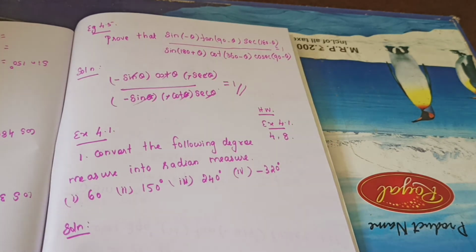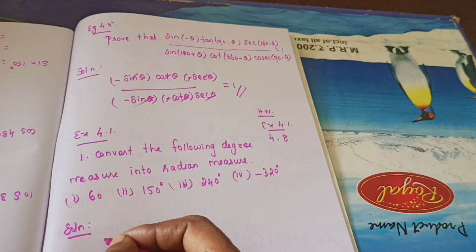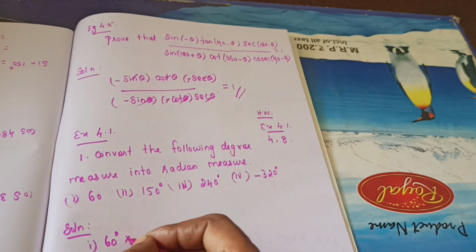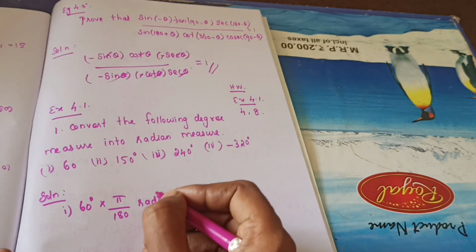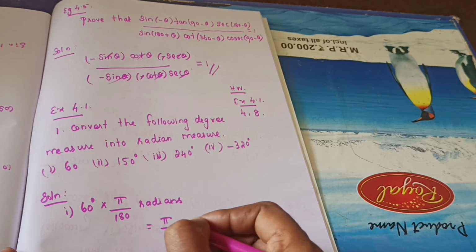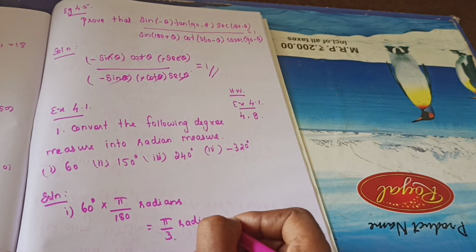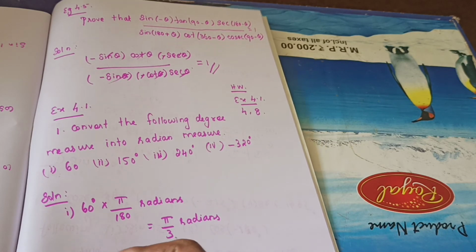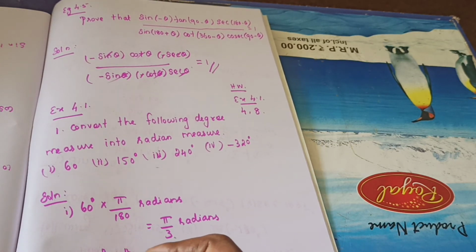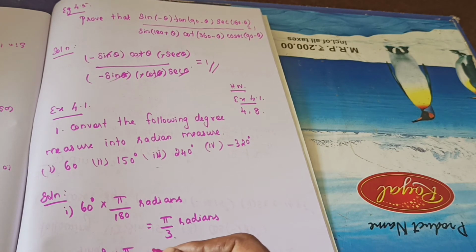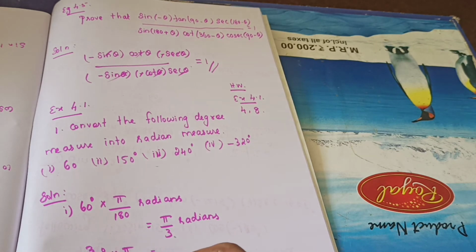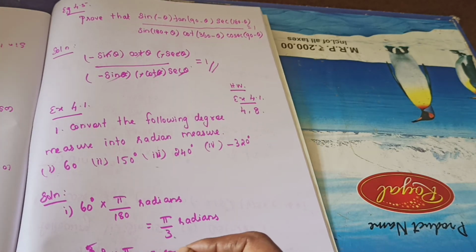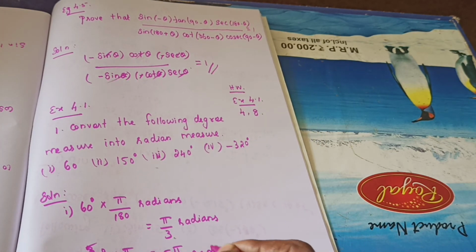So we will convert this. 60 degrees, right? 60 degree means how will you convert? Into pi by 180 radians. Calculate it. How much will you get? Pi by 3 radians. Then the second one, same as this, 150 degree. How will you convert? Into pi by 180 degree. How much will you get? 0, 0 cancel. This 3. Fifth table we can use it, right? 5, 6. So 5 pi by 6 radians.